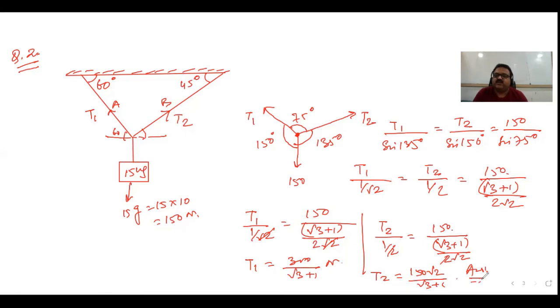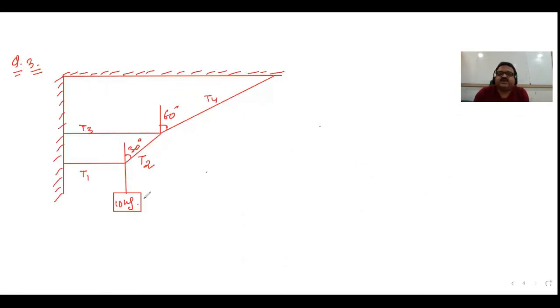Now let's solve a few more problems. Okay students, another problem is given like this. A 10 kg mass is hanging like this. 4 strings are there, 1, 2, 3, 4, connected like this, and angles are also given. We need to calculate the value of tension in each string, T1, T2, T3, T4. Now look, in this case there are more than 3 forces given. So how to solve it? Let's apply Lami's theorem again.